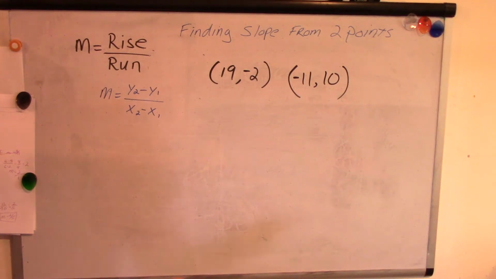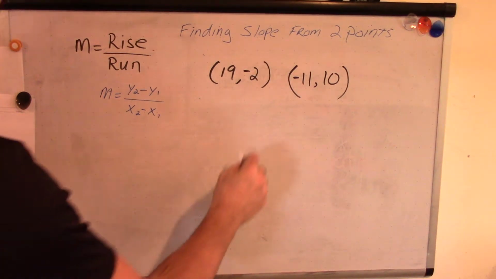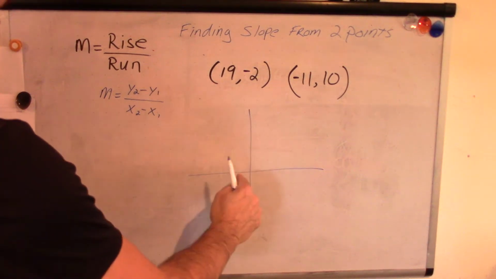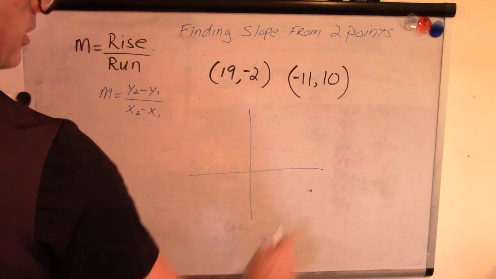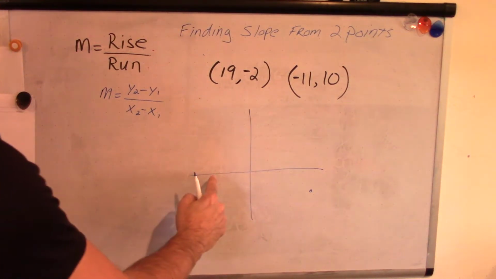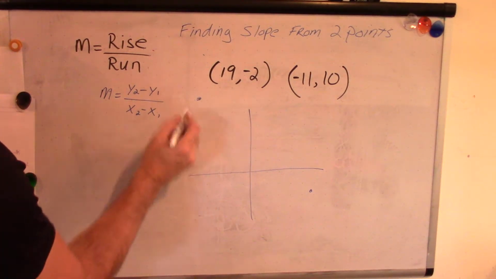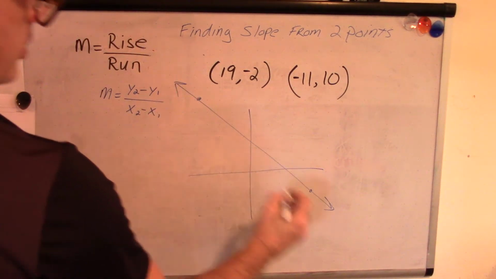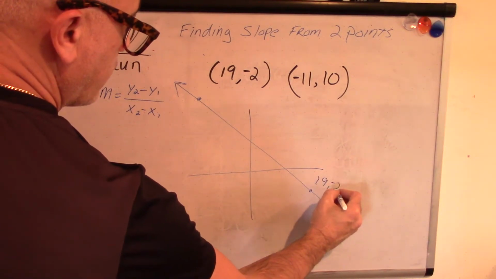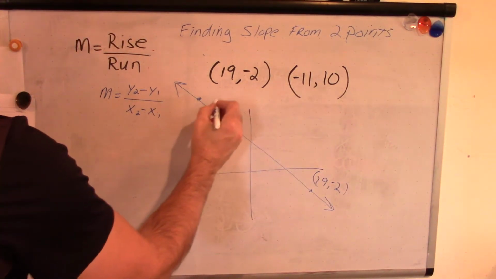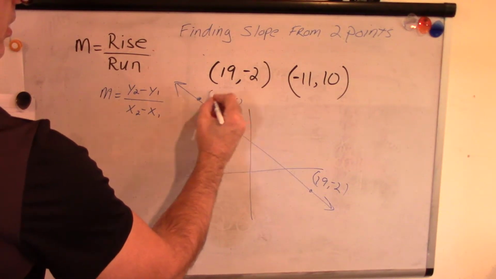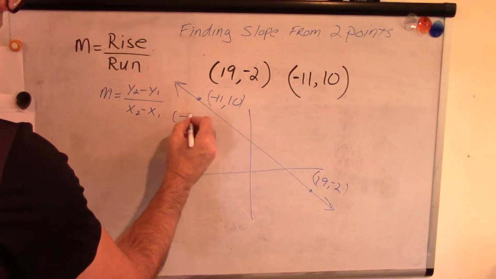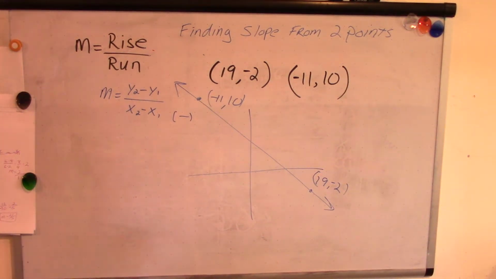This is really going to be a negative line, right? So if I just did a sloppy copy, just an imaginary, well, if I imagine going over 19 and down 2, I'm over here someplace. And then if I imagine going negative 11 and up 10, I'm over here someplace. So that means this line looks something like this, right? So this is the 19 comma negative 2. This is the negative 11 and 10, way over here someplace. So we know that this line has a negative slope. It's going to look something like that.